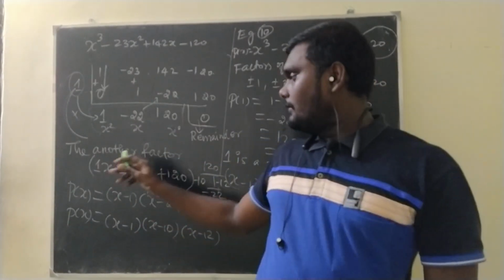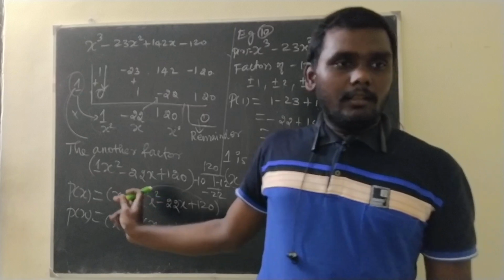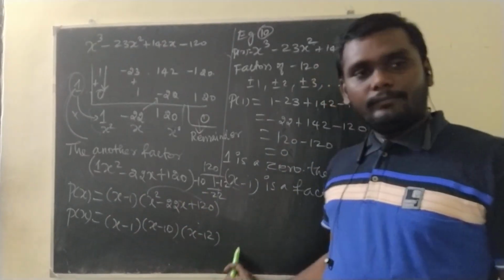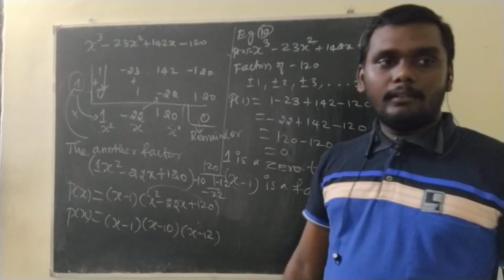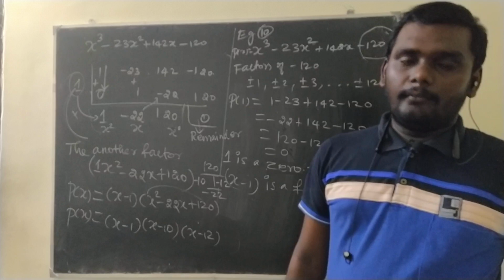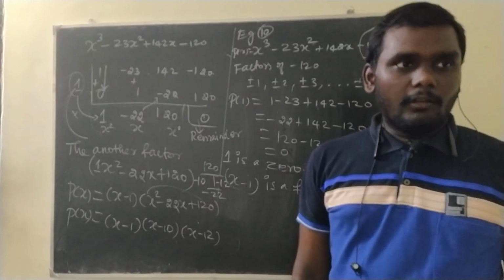So we found the other quadratic factor. This quadratic factor also can be written as a product of two linear factors, so we again solved it by splitting the middle term. Clear? Shall we go to the exercise?